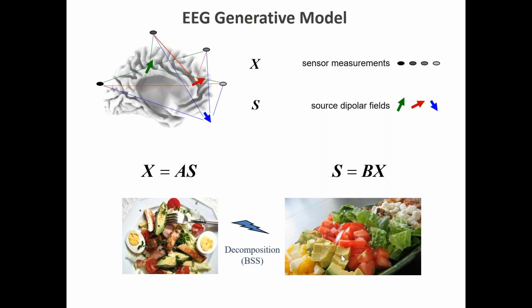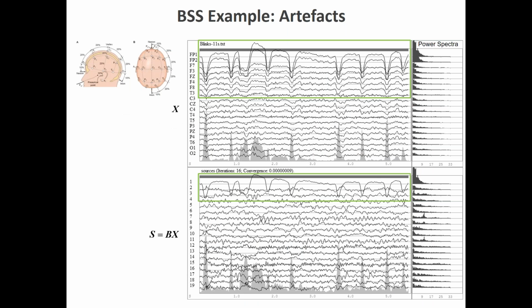So let's see an example for artifact rejection. Here on top you have some data, some 6 seconds or so of data recorded on standard 19 electrodes placed according to the 10-20 system. And in this data there are the blinks, okay, so the famous blinks.